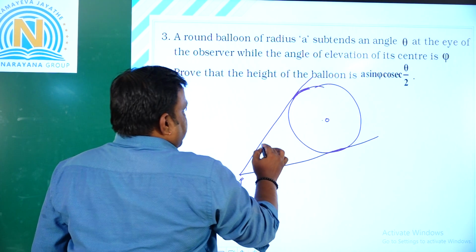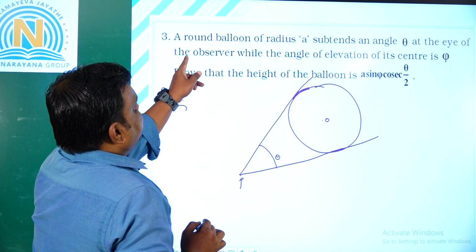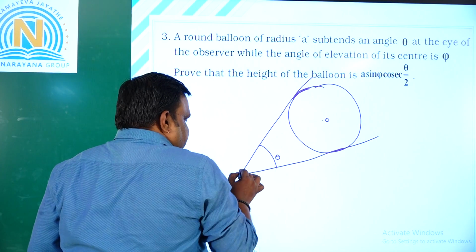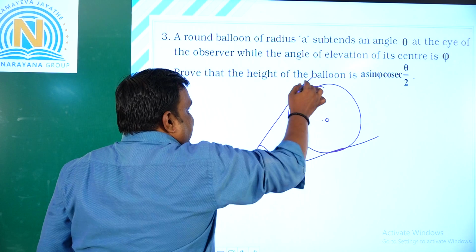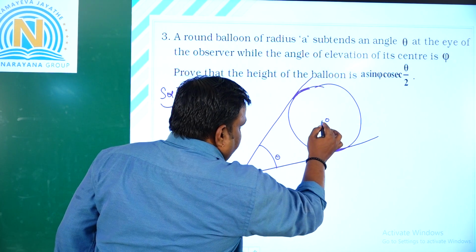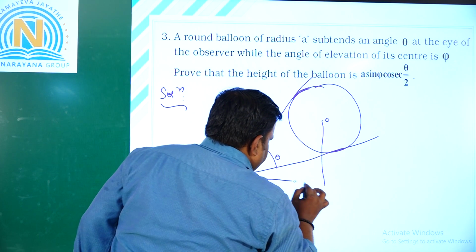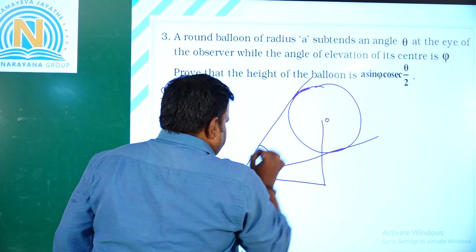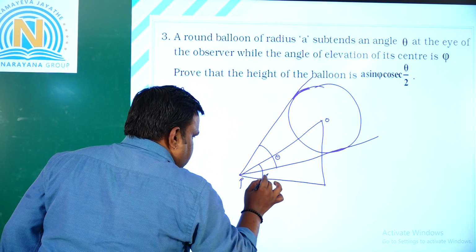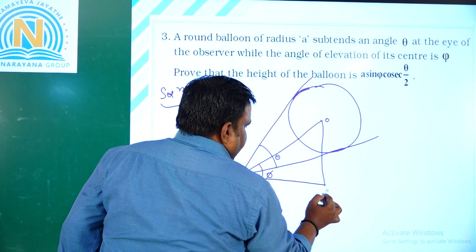Now the angle of elevation is theta. This is the angle of elevation. The balloon subtends an angle of theta at the eye of the observer. So now this is the eye of the observer. The angle formed with the balloon is theta. Now from this O, draw one perpendicular. This is the normal from the eye of the observer. Now this center of the balloon makes an angle of phi with the eye of the observer. The perpendicular you have drawn, name it as C.